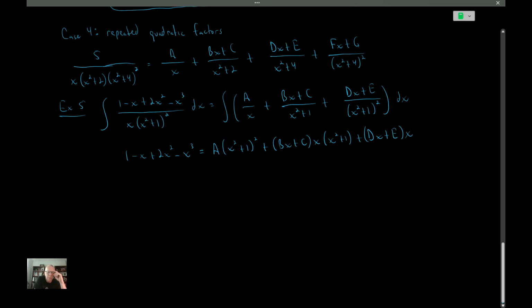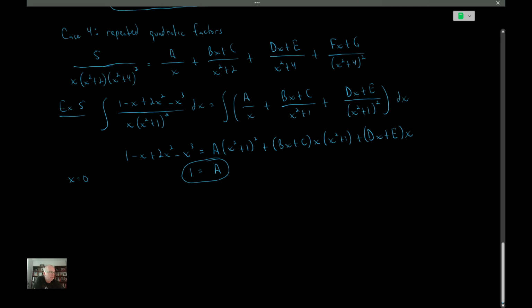Now, this one is a little bit trickier maybe because there's no way to get rid of the x squared plus 1. You can plug in a 0. And in fact, we probably should do that first. Let's plug in a 0. And so we get 1 on this side, and we get A on this side, and then that goes away and that goes away. So A equals 1. That's easy enough.